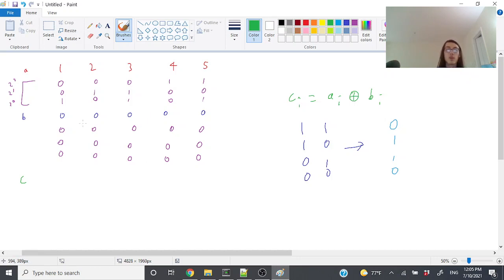So in this case, 1 XOR 0, we look at each bit. These are the same, so it's 0. These are the same, so it's 0. These are different, so it's 1. In this case, this is 0, 0, 1, and it's 1.